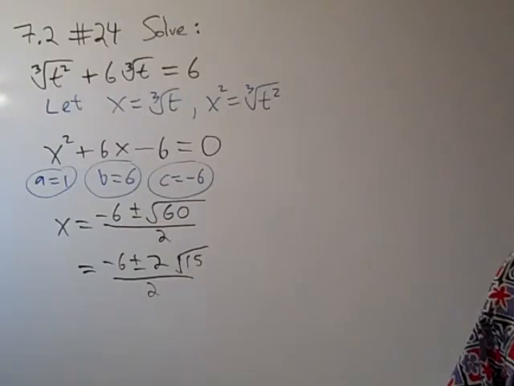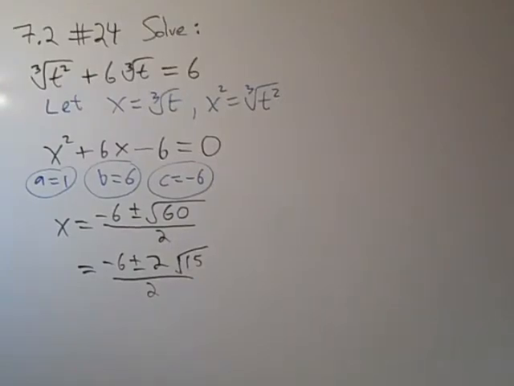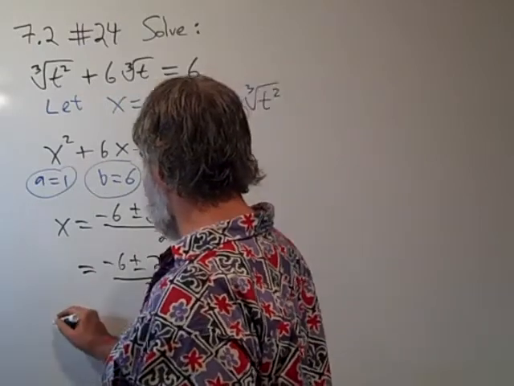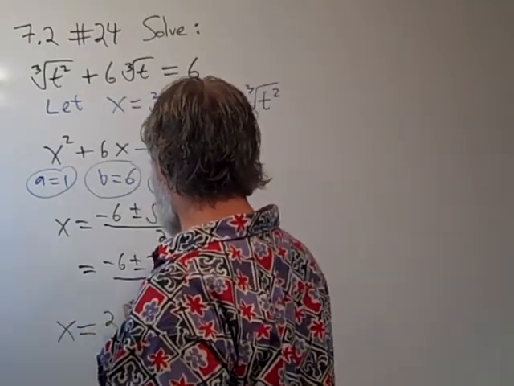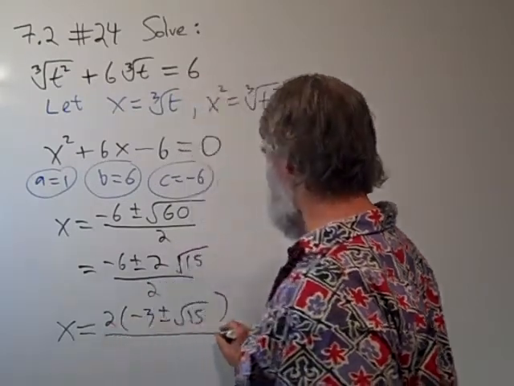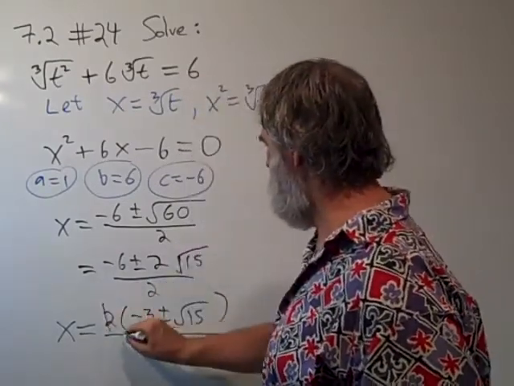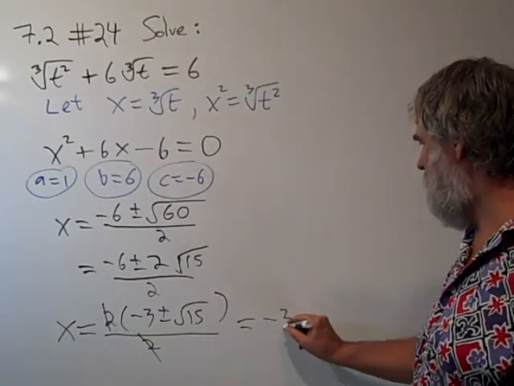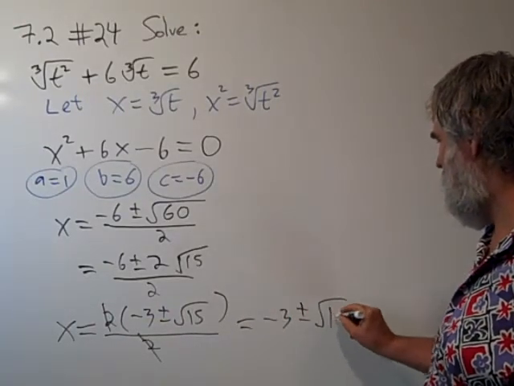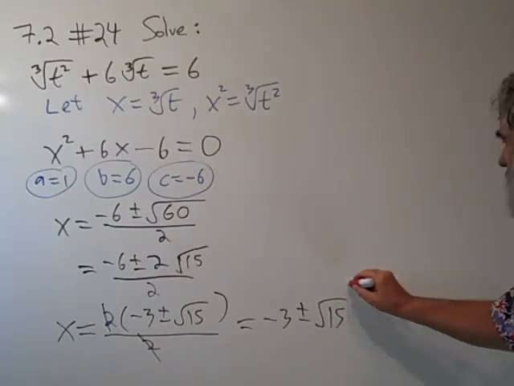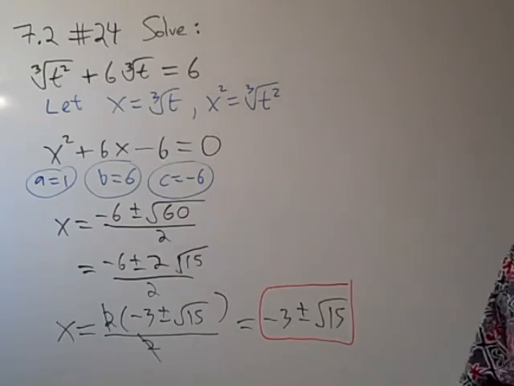So we can factor a 2 out of the numerator and cancel with the 2 factor in the denominator. Factoring out a 2, we have negative 3 plus or minus the square root of 15 divided by 2, and those 2's cancel. So we're left with x equaling negative 3 plus or minus the square root of 15. The positive gives you one solution, the negative gives you the other.